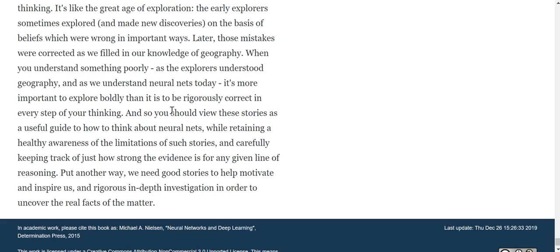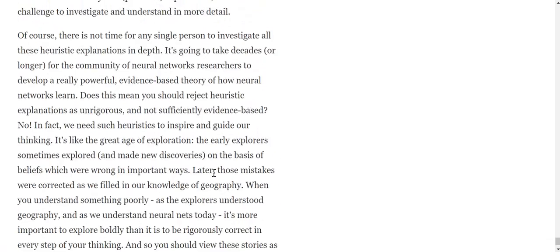True. The farther you venture, the more ideas you get at every step of thinking. So you should view these stories as a useful guide to how to think about neural nets, while retaining a healthy awareness of the limitations of such stories and carefully keeping track of just how strong the evidence is for any given line of reasoning. Put another way, we need good stories to help motivate and inspire us, and rigorous in-depth investigations in order to uncover the real facts of the matter.